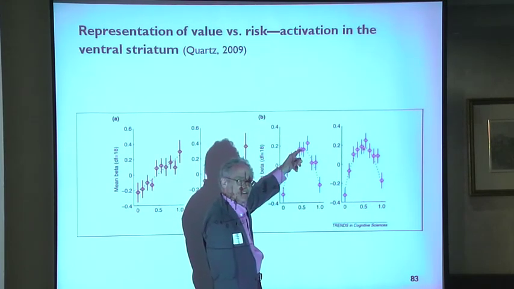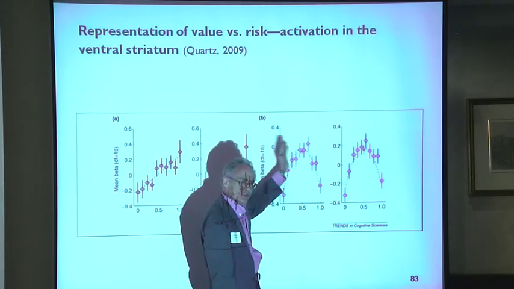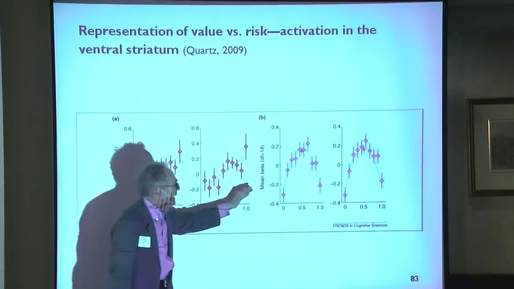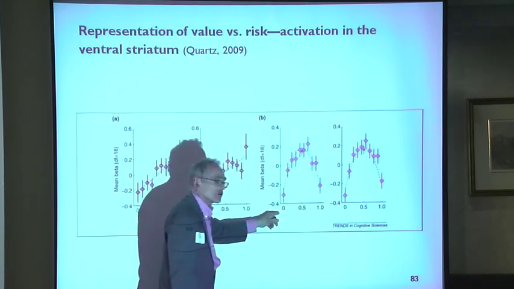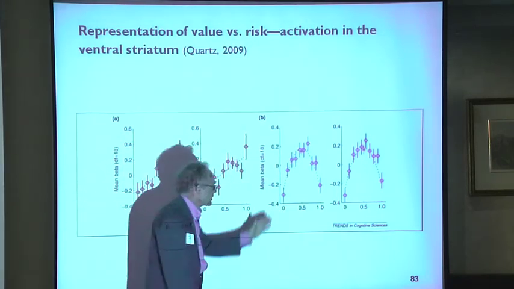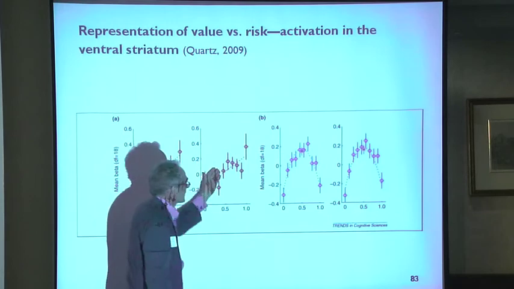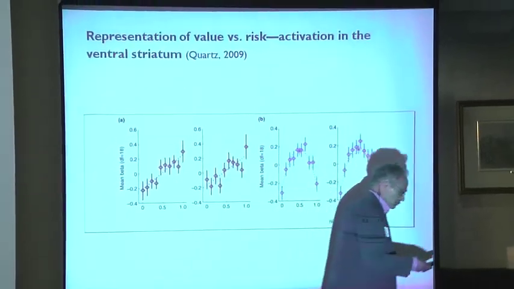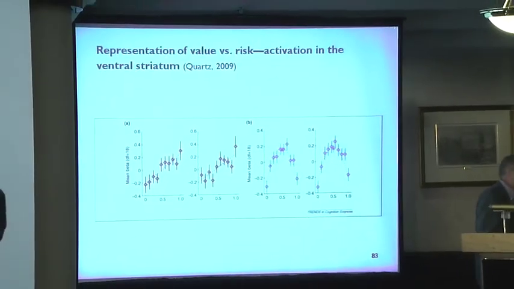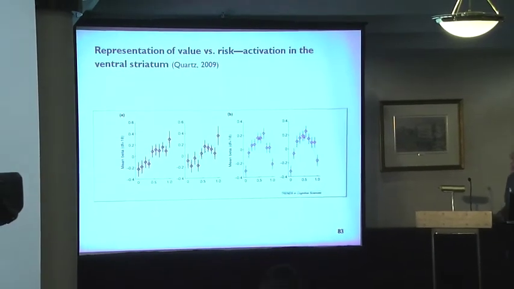Well, what function are they computing here? That's the risk function. Because risk is maximal at 0.5. As you approach 1 or as you approach 0, risk disappears. So here we've got a factorization between expected value and risk, and animals keep track of both of these, and they're responsive to both of them with regard to their behavior.